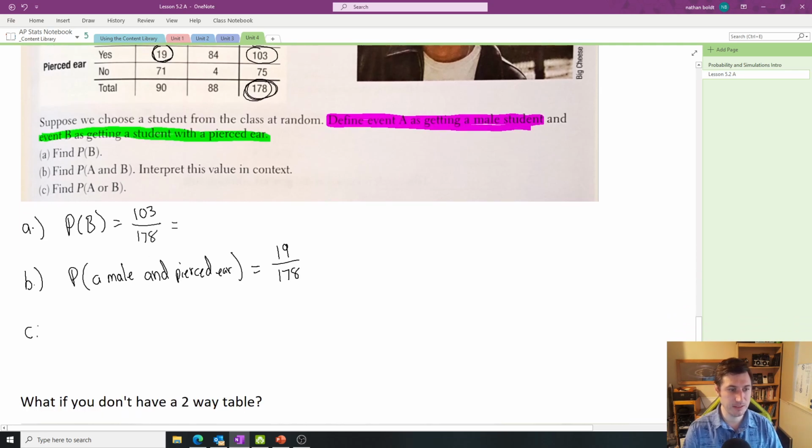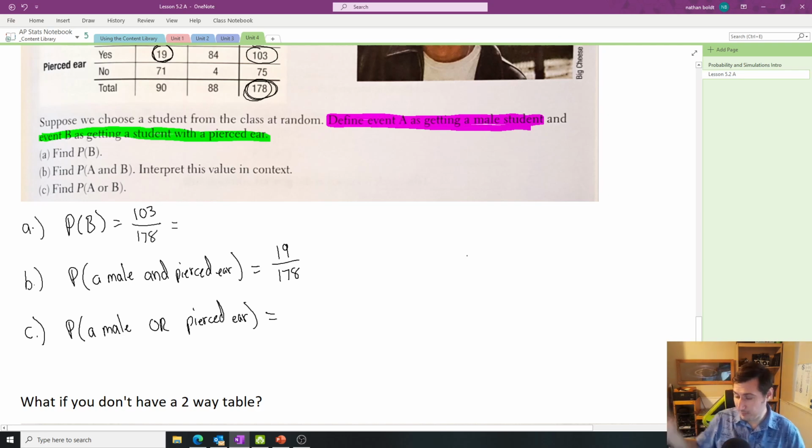And part C, here is where we're looking at a modified addition rule. What is the probability of A or B? So a male or pierced ear. All right, so who are we talking about? Who fits the description of a male or pierced ear?